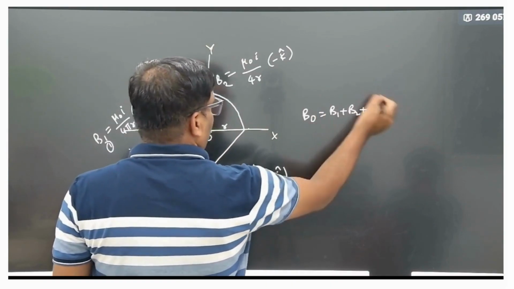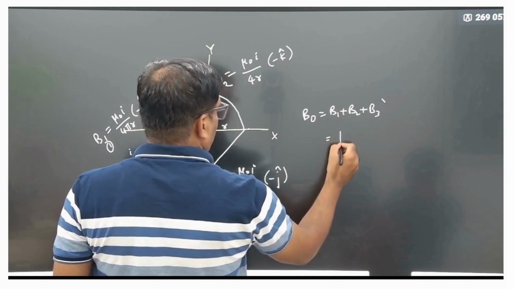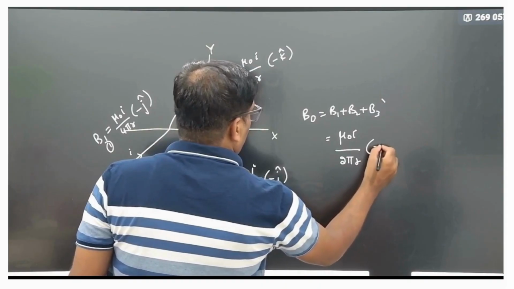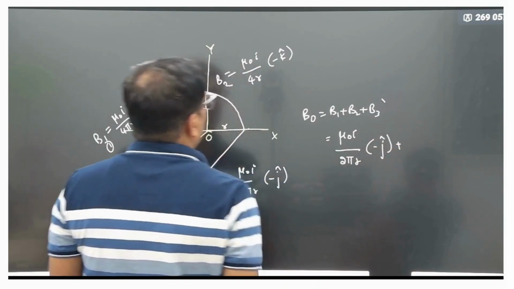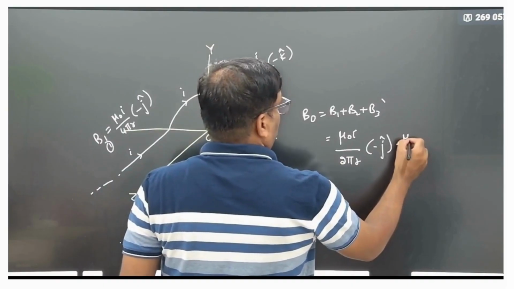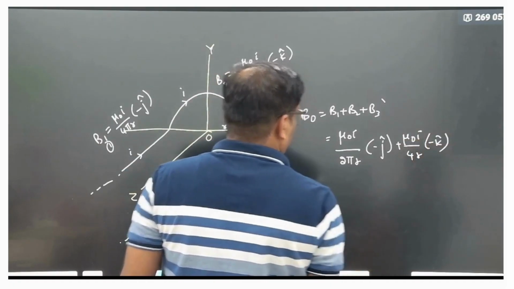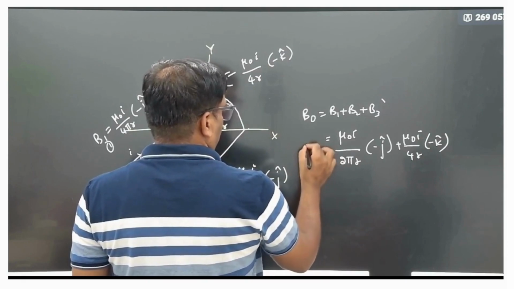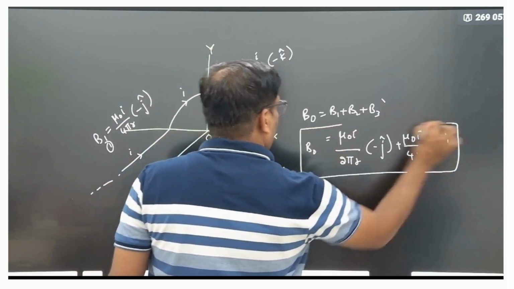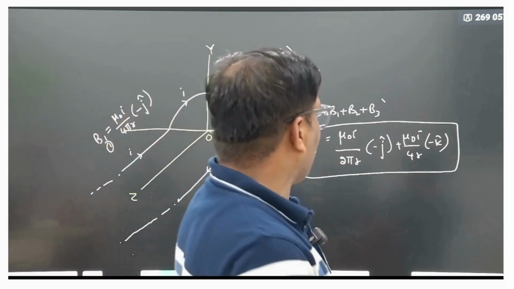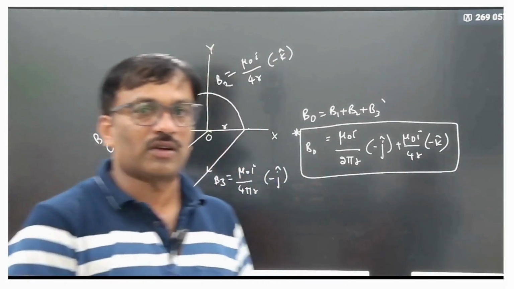So this B1 and B3 you can combinedly write as mu naught I by 2 pi r into minus j cap plus mu naught I by 4r minus k cap, right? So simplify, you can get your answer. This is your magnetic field. So you need to try it. Like this, different combinations you can practice.